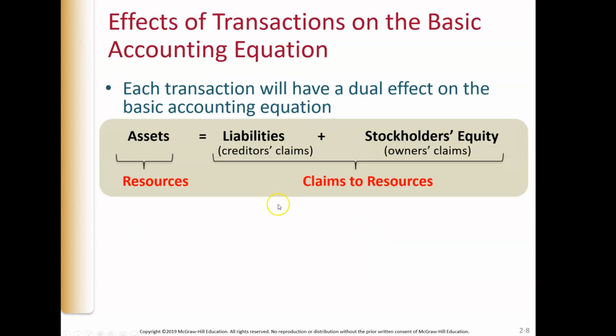Remember the accounting equation. We're going to look at transactions that affect the accounting equation. In order to keep it in balance, every time we have a transaction, it has a dual effect on the basic accounting equation. That means if we do something to the asset side, we have to also do something to the liabilities and stockholders' equity side.